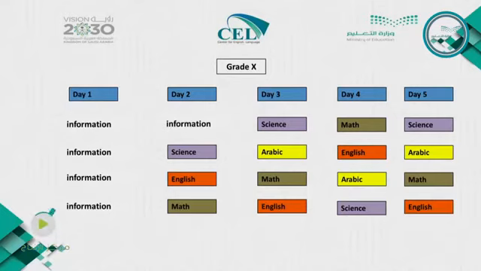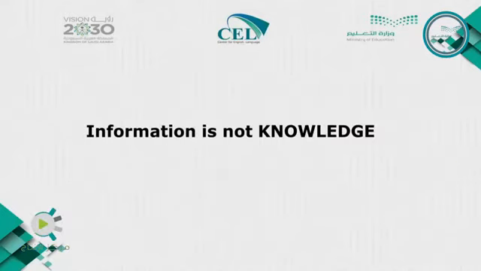So, what is happening every period? Information, information, information. Information is really not knowledge. It's information. What is the difference between information and knowledge?